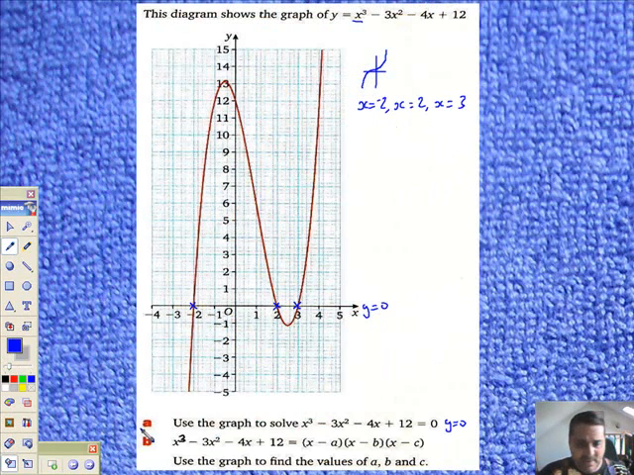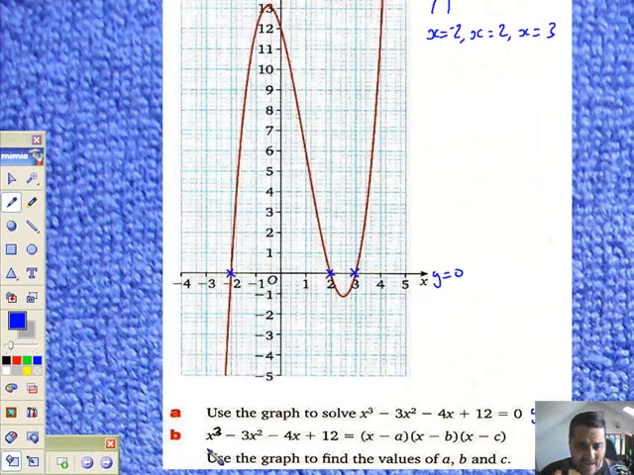And part B was a typing error in the book. It was originally x squared there, so it doesn't make sense to be x squared because it's a different graph. So x cubed minus 3x squared minus 4x plus 12 equals this little lot. In other words, it's been factorized for us, sort of, but we've got to find the values of a, b and c using the graph.